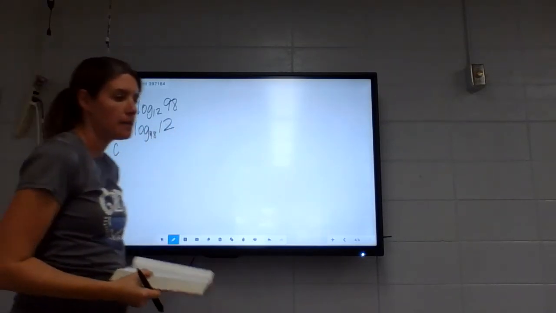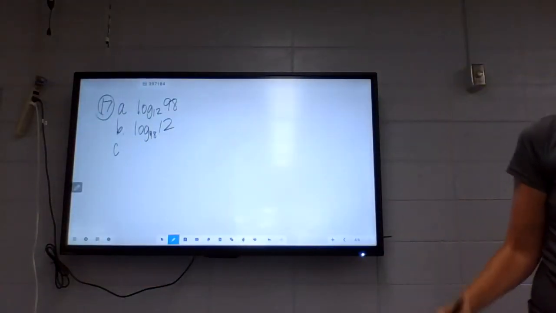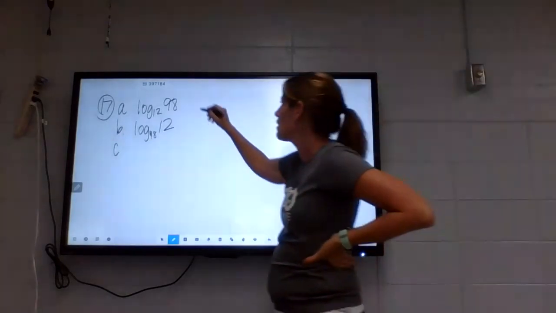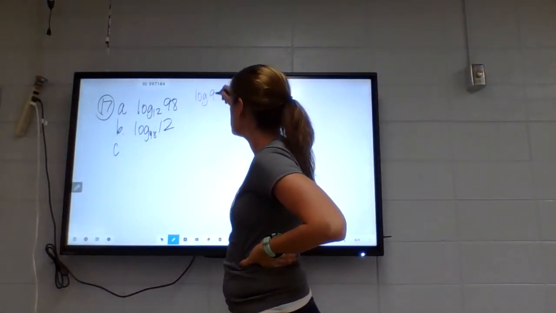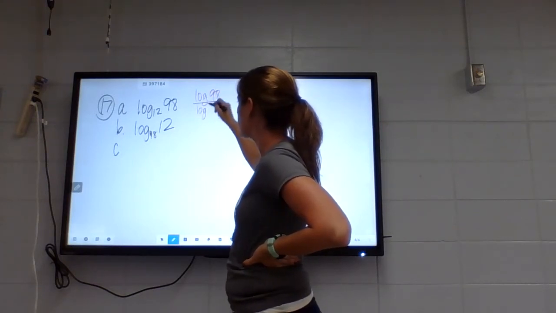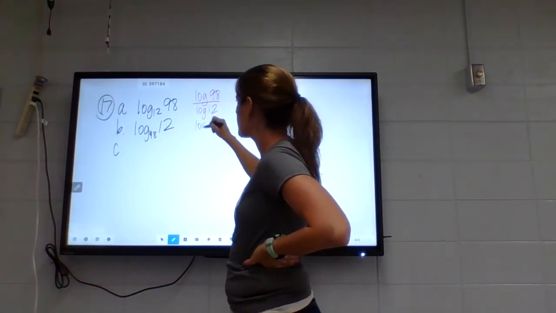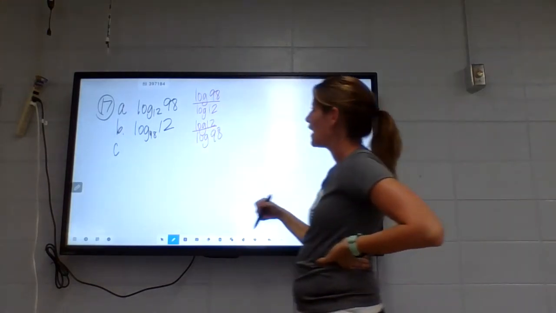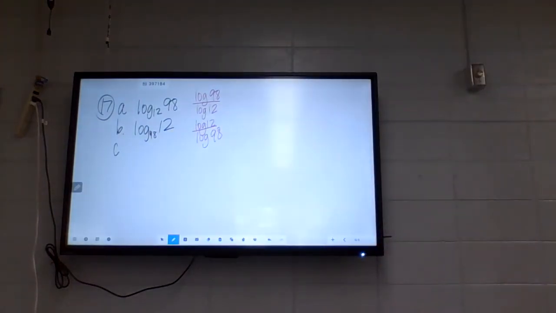Okay. They basically in C want to know how would you compare those two values or how do they relate to one another. So I would do log of 98 over log of 12. Here I do log of 12 over log of 98. And they give me my two outcomes.